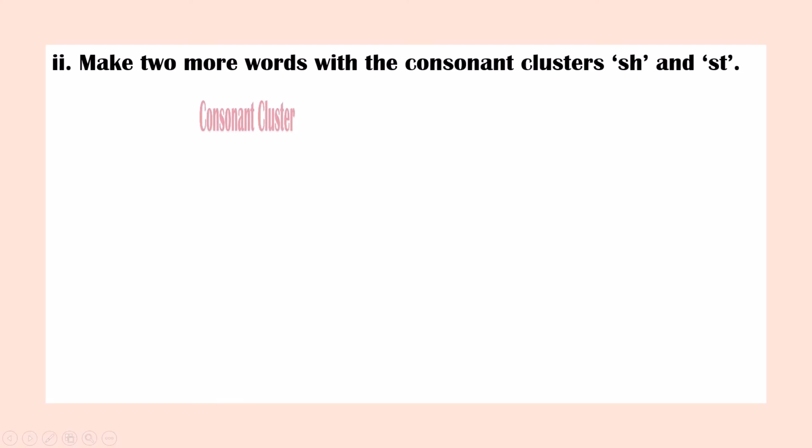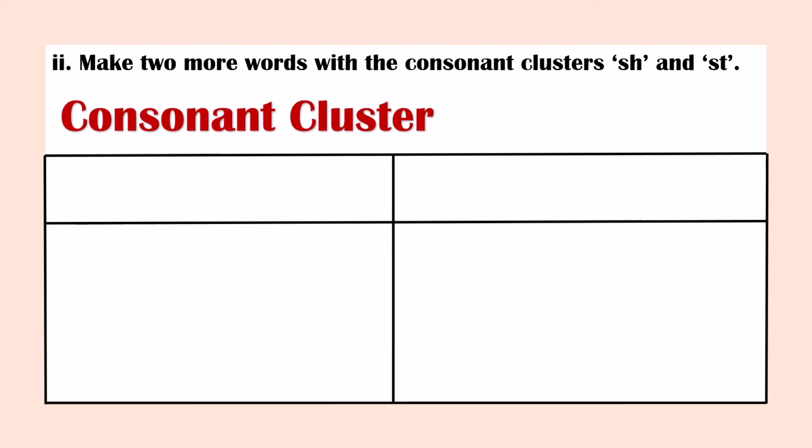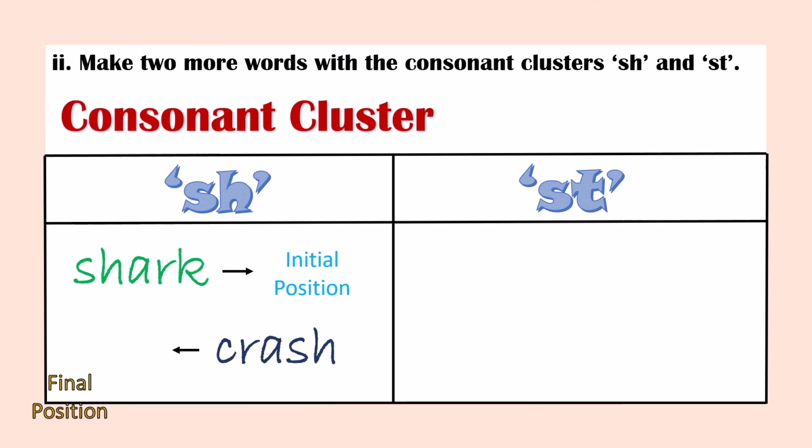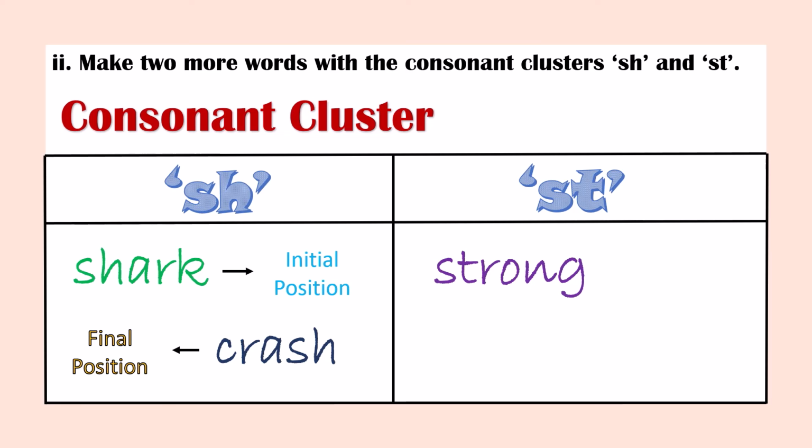Now let's make consonant clusters using sh and st. Shark, crash. The first word, shark, is telling us the initial position of sh, while crash has the final position of our consonant cluster sh. Let's move on to st. Strong, fast. Strong is showing the initial position of our consonant cluster st, while fast is telling us the final position of our consonant cluster.